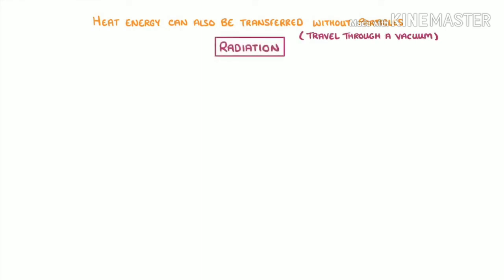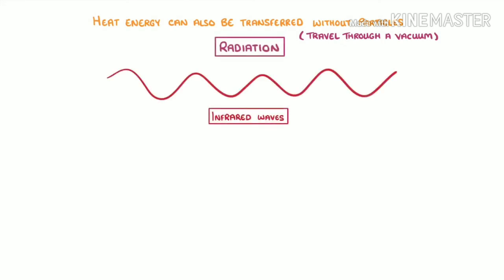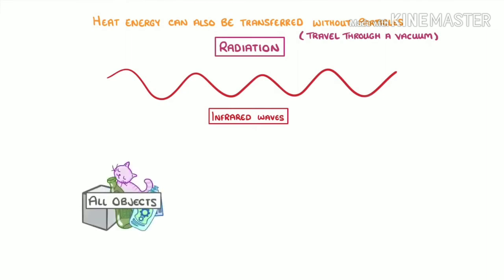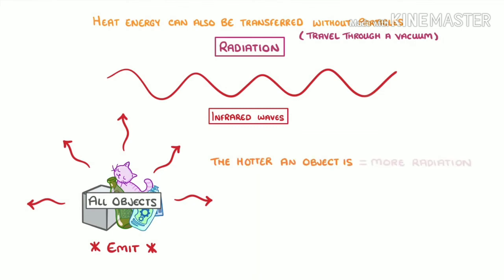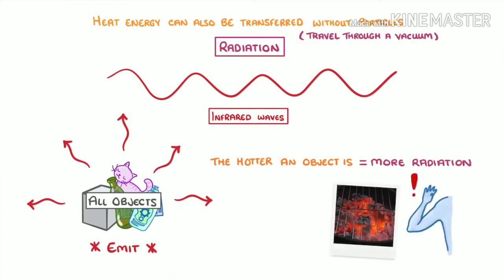This happens when energy is transferred by radiation, and specifically when the energy is carried by infrared waves. All objects constantly absorb and emit radiation, and in fact they do both at the same time. Importantly, the hotter the object is, the more radiation it emits. This is why it feels hot to put your hand over a barbecue even if you're not touching it. The very hot metal and coal is emitting infrared radiation, which is absorbed by your hand.